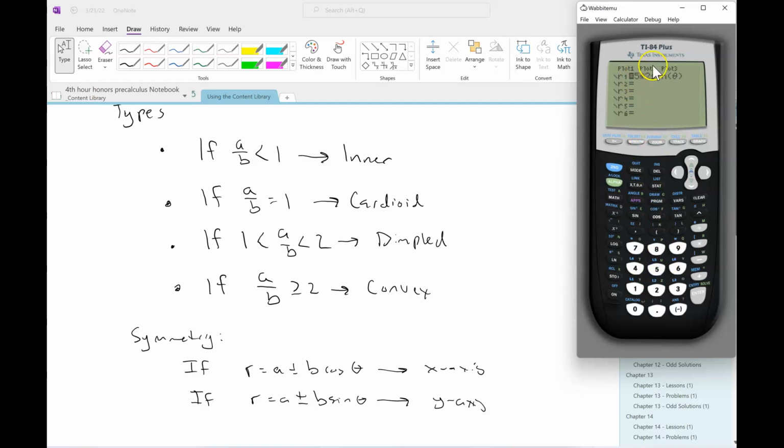Or let's say 5 over 2, so that would be greater than 2. This would be convex. It basically just looks like a circle. There's no indents or divots or dimples or cracks or anything in there. Everybody's cool with the pictures?